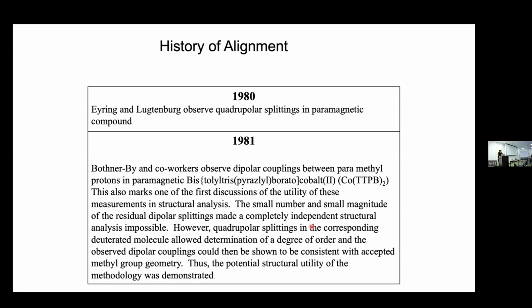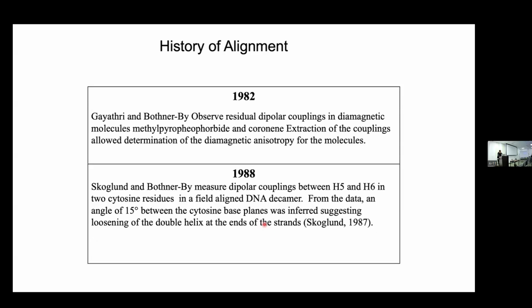So not too surprising, you have paramagnetic systems and quadrupolar splittings being the first example of magnetic alignment, because you measure the big thing using a paramagnetic alignment. And then Bothner-By and others showed that you could measure magnetic alignment in paramagnetically aligned compounds. So the first RDC measurement in a magnetically aligned molecule was done by Bothner-By in the context of a paramagnetic system.